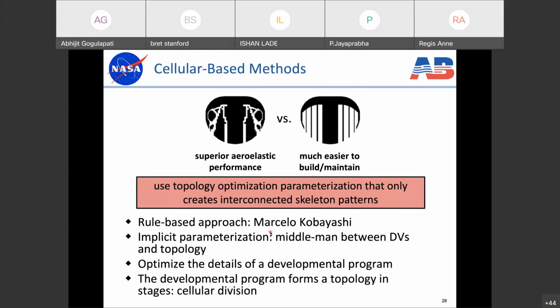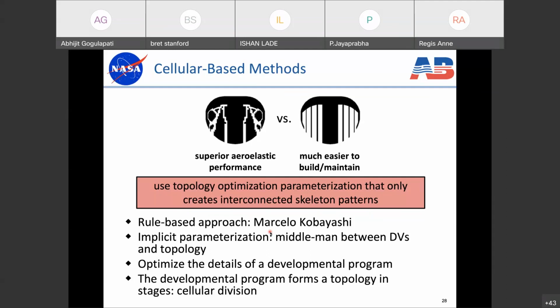What I mean when I say that is SIMP and methods like SIMP are explicit topological parameterizations. We have our design variables, and those design variables have an explicit link to the finite element mesh. Each design variable attaches to a given finite element, so it's a very explicit relationship. An implicit parameterization, on the other hand, does not have that strong of a link. There's a middleman which can live between the design variables which are exposed to the optimizer and the topology itself, and this can be beneficial in some ways.